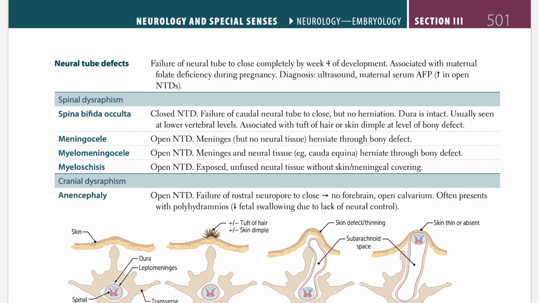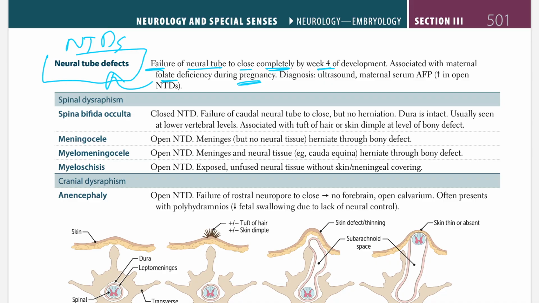All right, now let's talk about neural tube defects. Neural tube defects are the failure of the neural tube to close completely by week 4 of development. It is associated with maternal folate deficiency during pregnancy, high yield. So folate deficiency in pregnancy causes NTDs, neural tube defects.